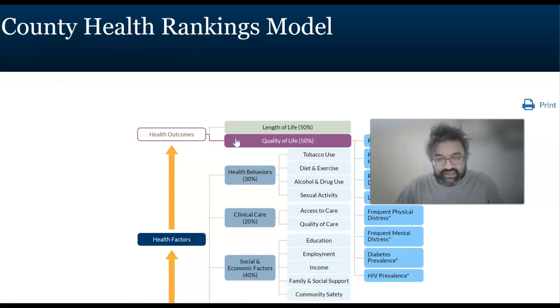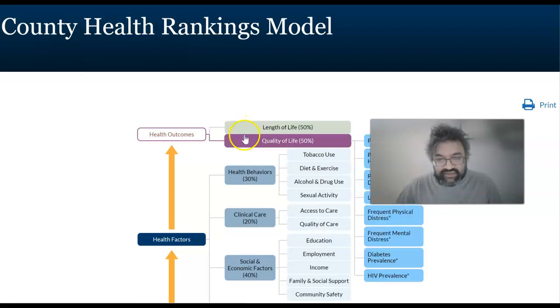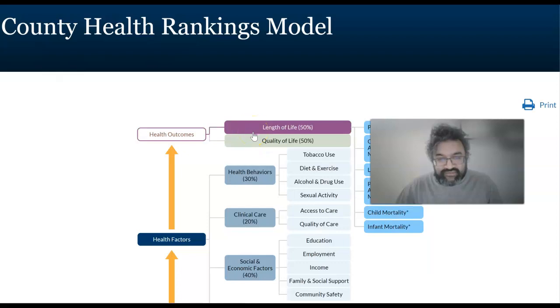low birth weight, frequent mental distress, diabetes prevalence, HIV prevalence, poor mental health days, poor physical health days, and poor or fair health. So that alone is quality of life. And then length of life: premature death, COVID-19 age-adjusted mortality, life expectancy, premature age-adjusted mortality, child and infant mortality. So these are the multiple measures, if it's length of life, quality of life.